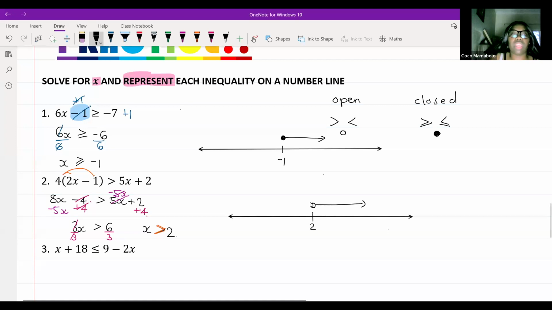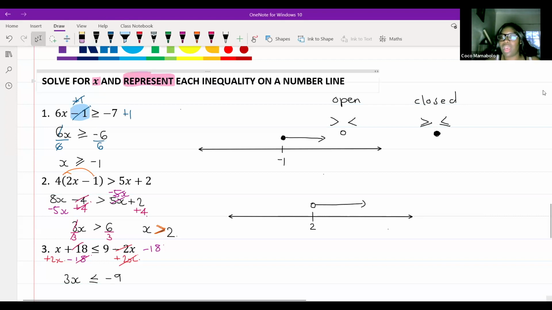Anything without an x goes to one side, anything with an x to the other side. So I'm going to minus 18 on this side, and minus 18 on that side. To get rid of negative 2x, I'm going to plus 2x on this side. Negative 2x plus 2x is 0. On this side, 18 minus 18 is 0. x plus 2x will give me 3x, is less than or equal to 9 minus 18, which gives me negative 9.